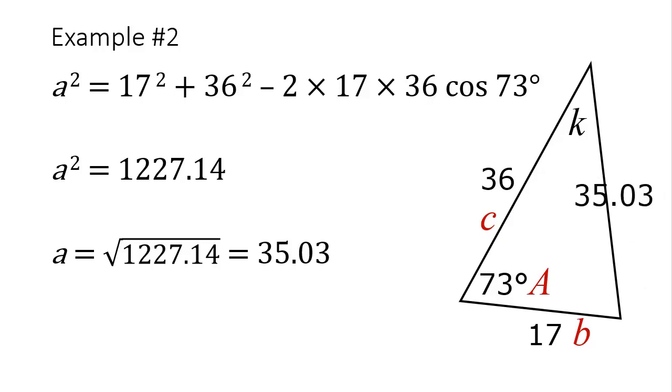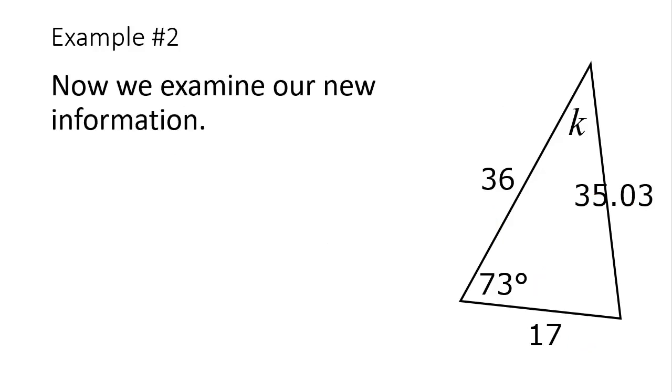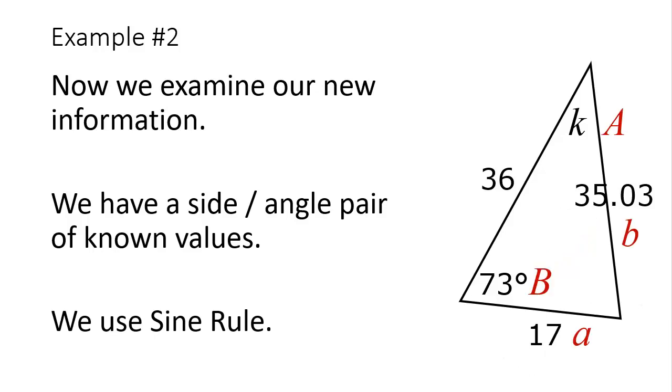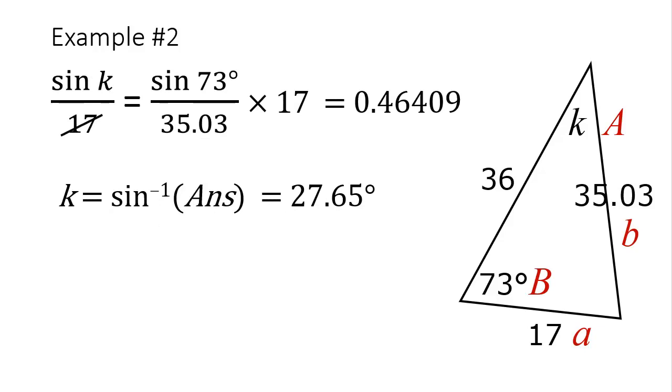Now, we're going to have to try and find the angle, but we have an extra piece of information. Now note at this point we have to relabel our triangle A, B and C differently. You can't use the same system. You have to label it clean each time you use a new rule. But we do have a side angle pair now, so we can use sine rule. And that allows us, because we have the 17, to find k. Label them. What we're trying to find is A. Stick in the sine rule, and we get our angle is 27.65 degrees.